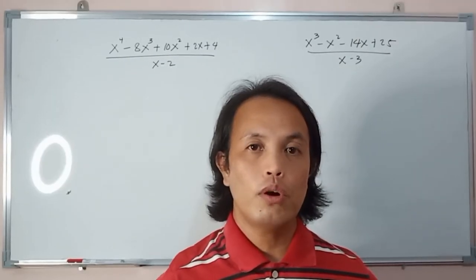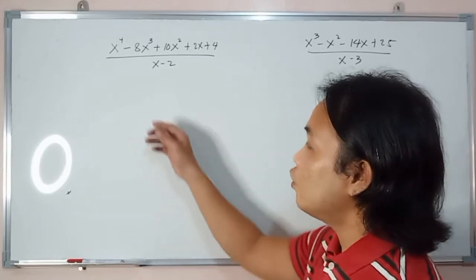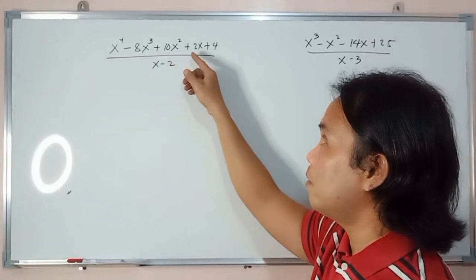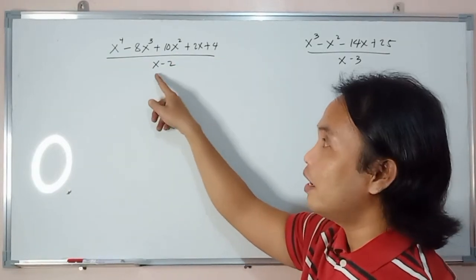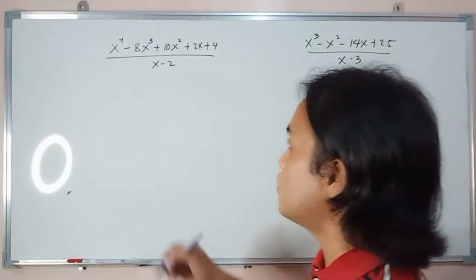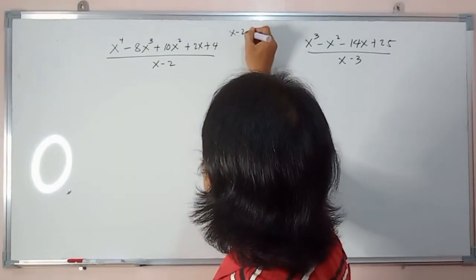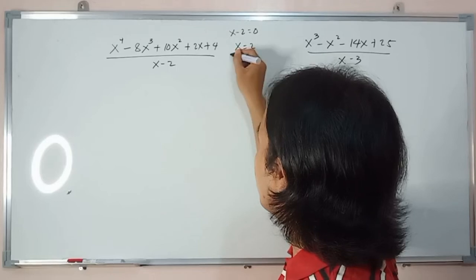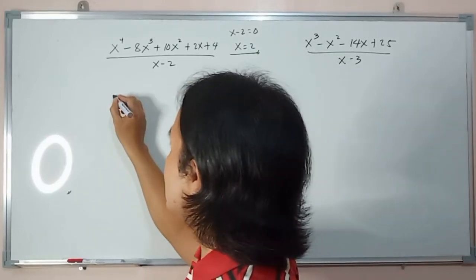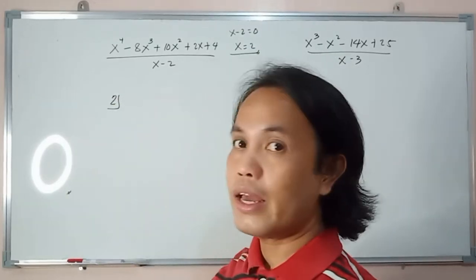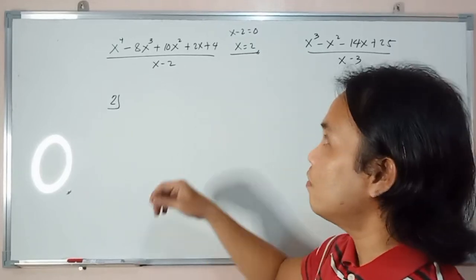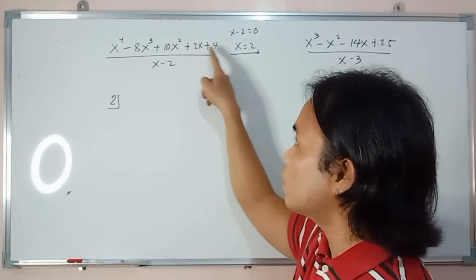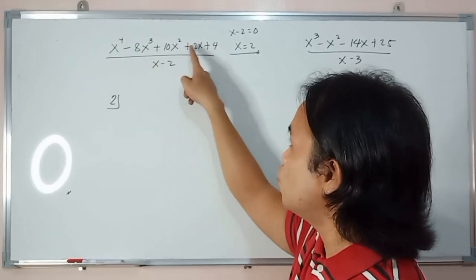Now let's proceed to our next example. We have to divide x raised to 4 minus 8x cubed plus 10x squared plus 2x plus 4 divided by x minus 2. So our divisor x minus 2 equate to 0. So by addition property, that is x equals 2. So we write 2 here like this. And we write the coefficients. As you have observed, our degrees are complete from 4 to 0. So we have 4, 3, 2, 1, and 0.